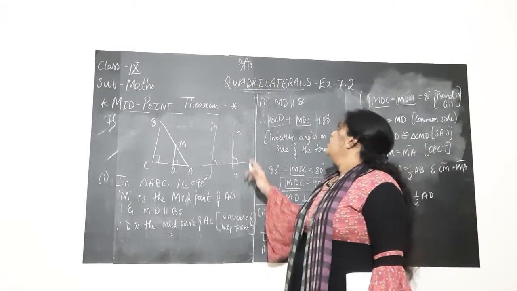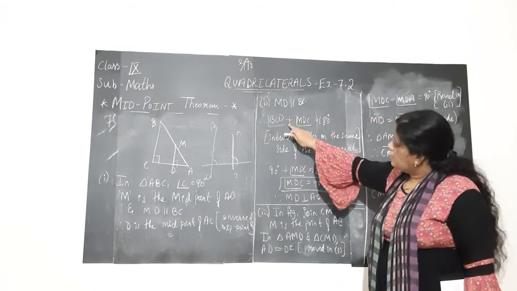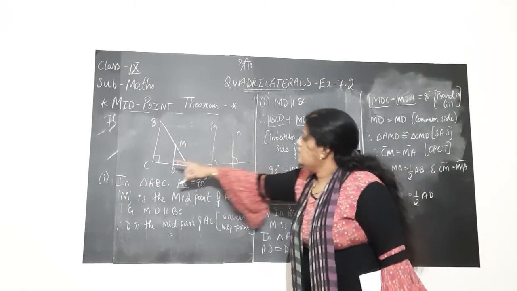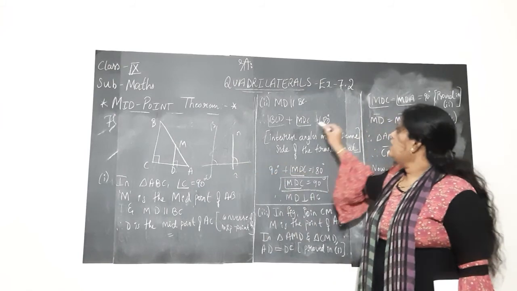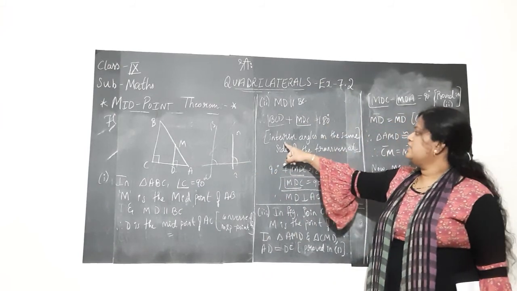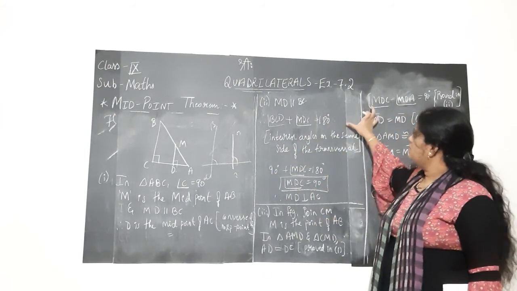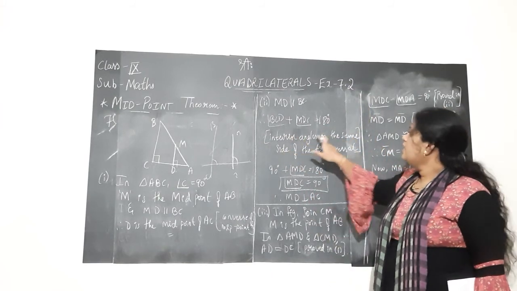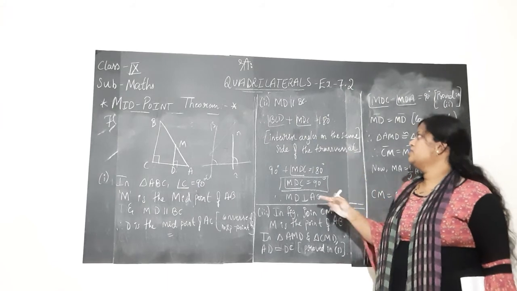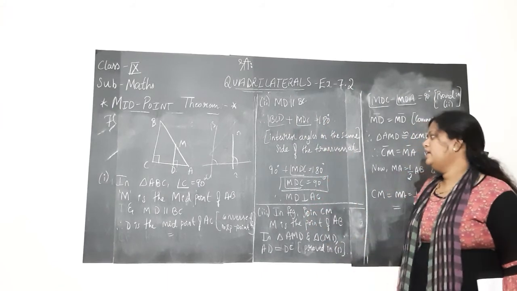So that is what I have chosen. From that, angle BCD plus angle MDA, or AMD, is equal to 180 degree. The reason I have stated in the bracket, please write it beside. I have no place, so I have written one below the other. Interior angles on the same side of the transversal are supplementary, that is 180 degree.